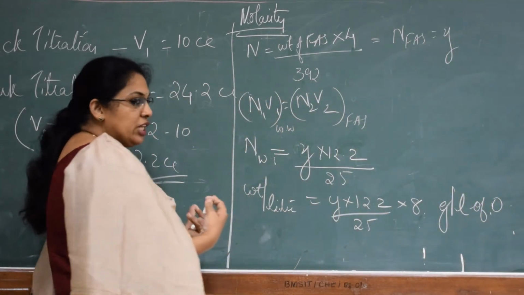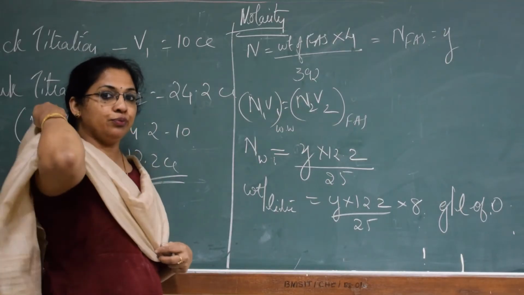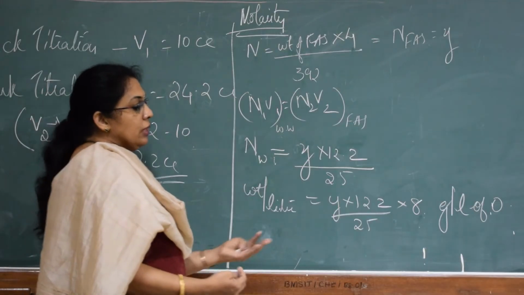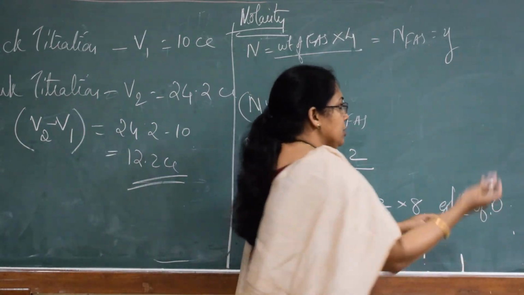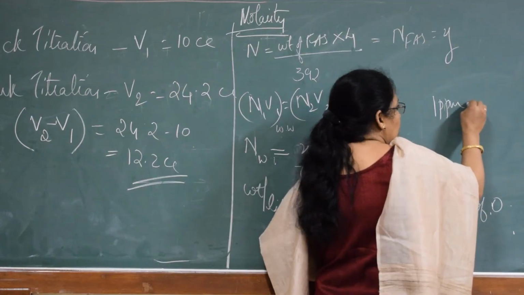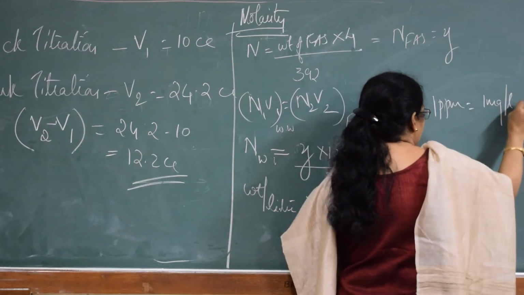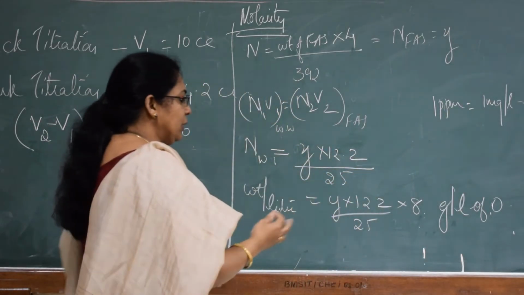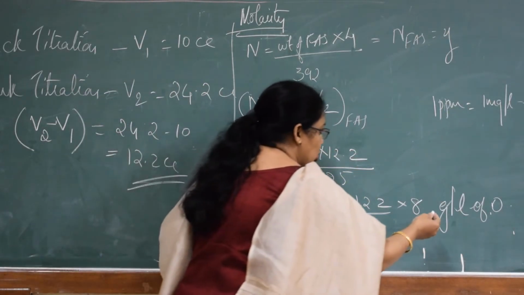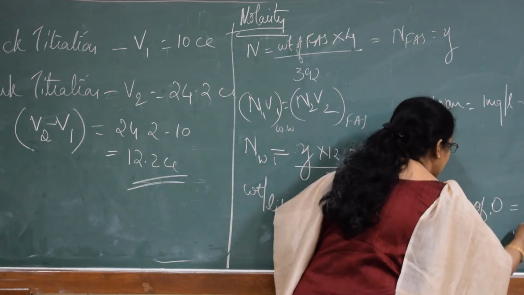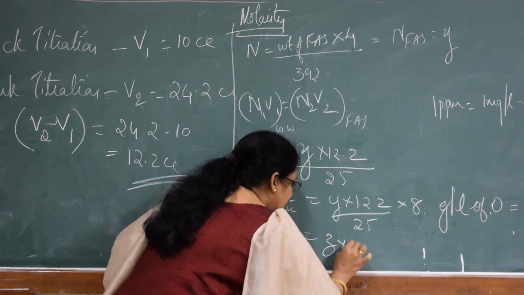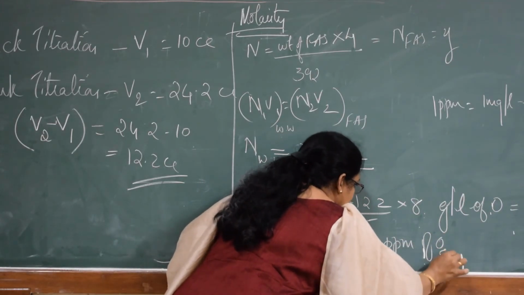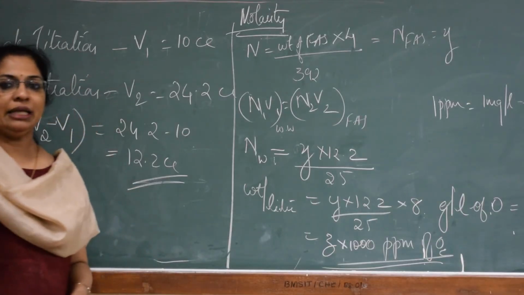Now usually COD is expressed in terms of ppm of oxygen. To convert this into ppm, you should know that 1 ppm is equal to 1 milligram per liter. So to convert grams per liter into ppm or milligrams per liter, you just multiply with 1000. Suppose your answer is Z, you multiply this Z with 1000, you will get that much ppm of oxygen, and this is the amount of COD. This is how we calculate the amount of COD.